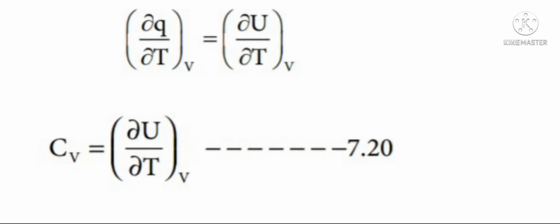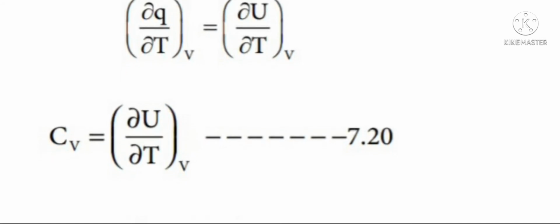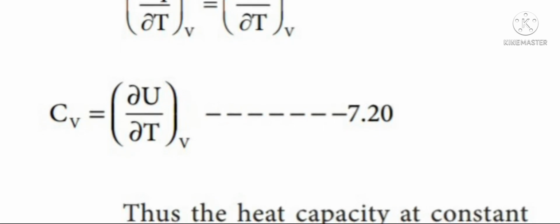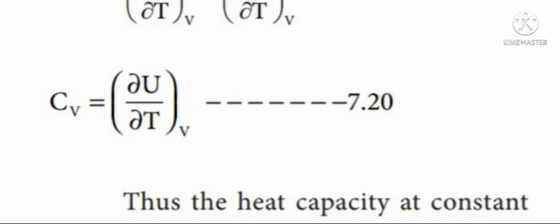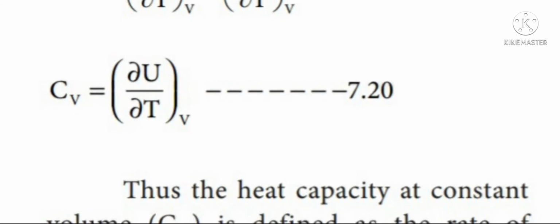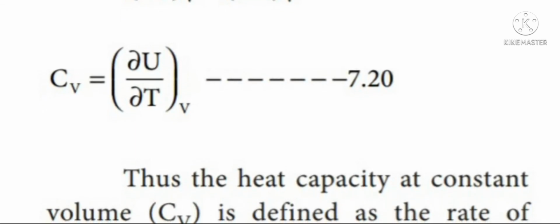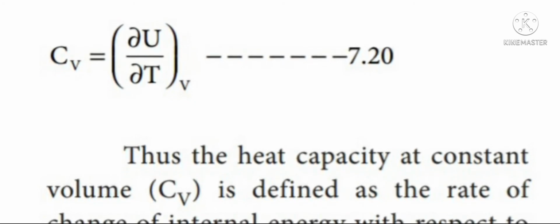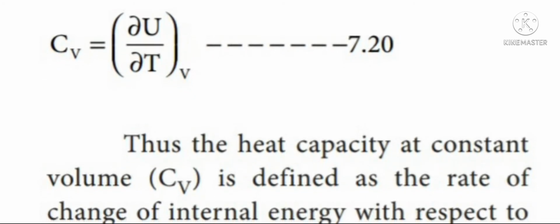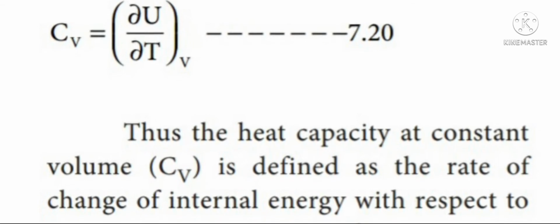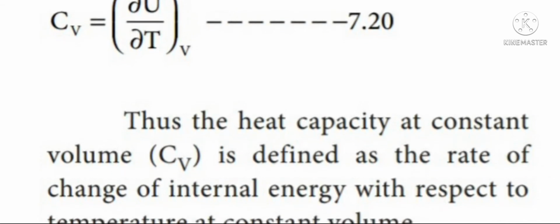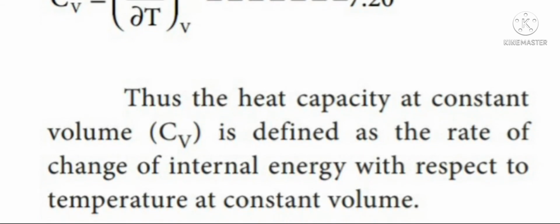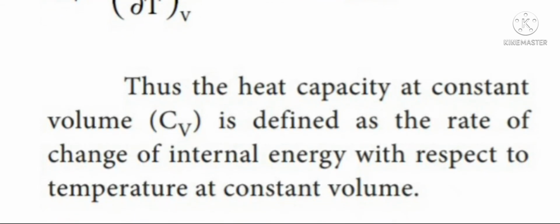Thus, the heat capacity at constant volume Cv is defined as the rate of change of internal energy with respect to temperature at constant volume. Therefore, Cv is equal to dU by dT at constant volume. So, the molar heat capacity at constant volume Cv is equal to dU by dT.